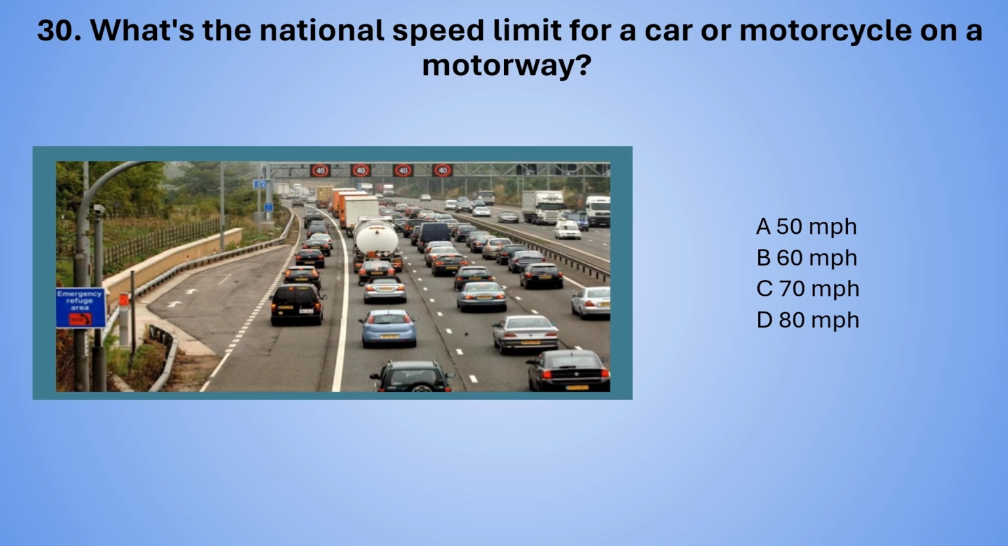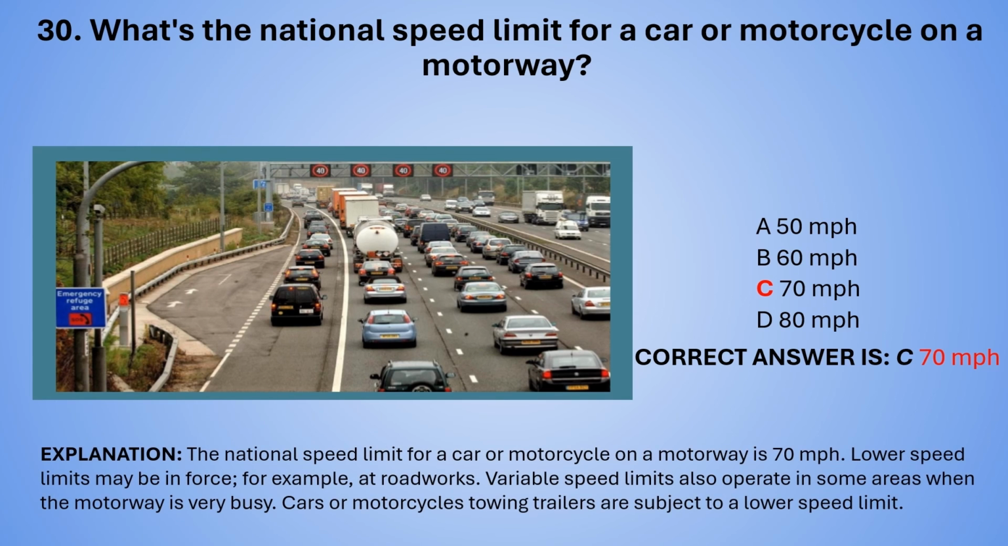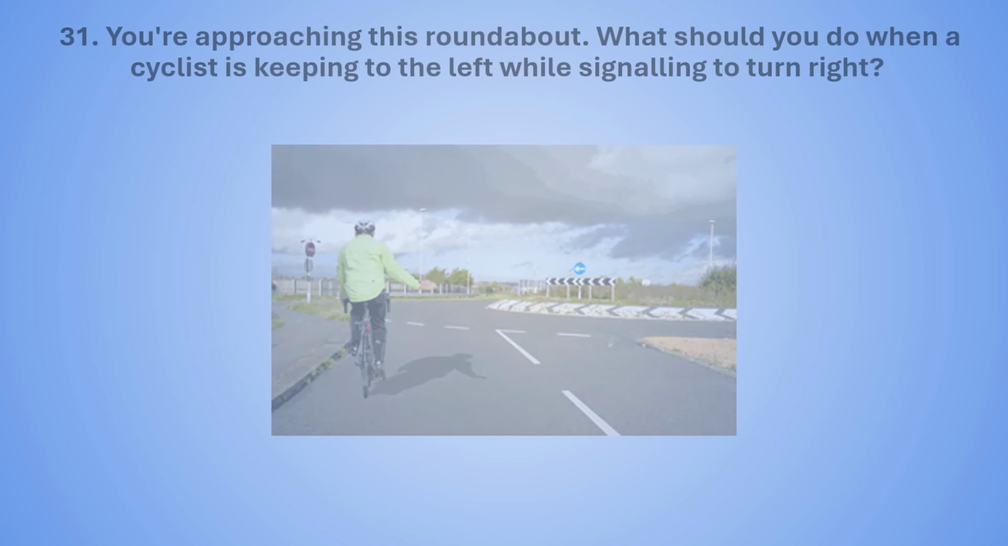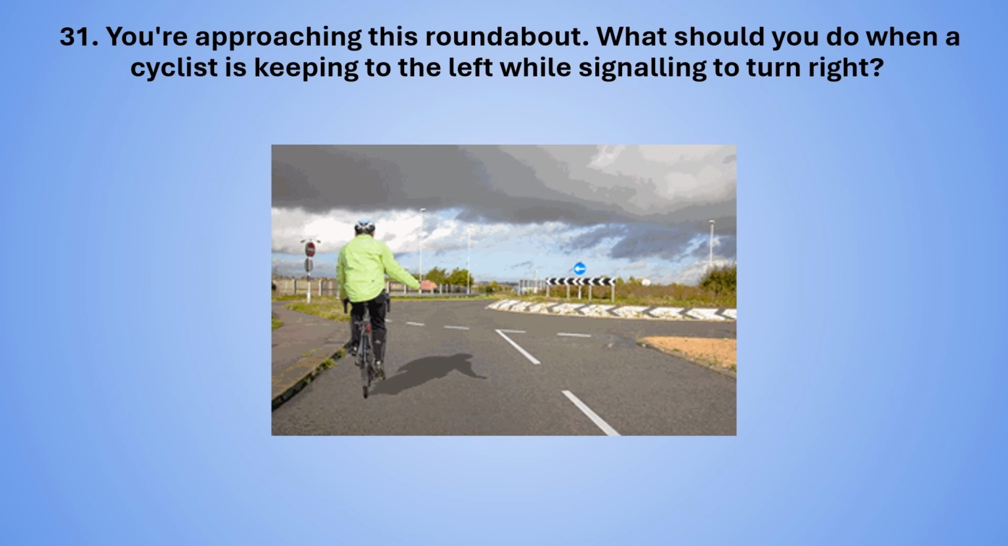Okay, guys, count down. 5, 4, 3, 2, 1. The correct answer is C. 70 miles per hour. The national speed limit for a car or motorbike on a motorway is 70 miles per hour. Lower speed limits may be in force, for example, if there are roadworks. Variable speed limits also operate in some areas when the motorway is very busy. Cars or motorcycles towing trailers are subject to a lower speed limit.